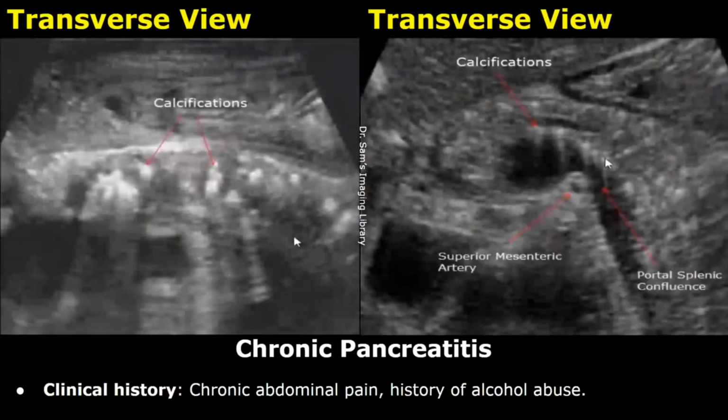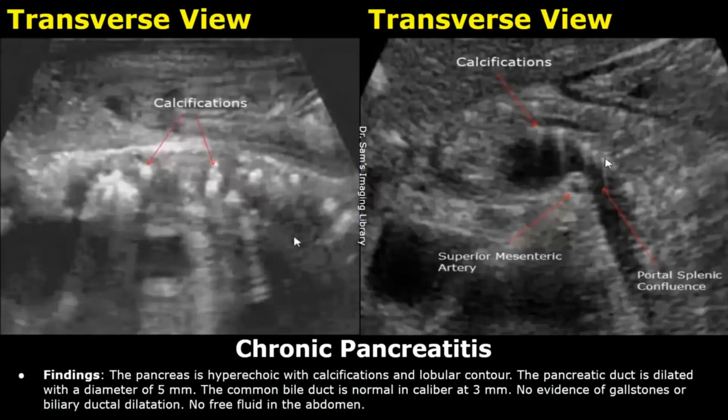Now we move on to chronic pancreatitis. The clinical history in this case was chronic abdominal pain and history of alcohol abuse. In the findings for chronic pancreatitis, you can write the pancreas is hyperechoic with calcifications and lobular contour, and after that you can write whether the pancreatic duct is dilated or not. In this case, it was dilated with a diameter of 5 mm.